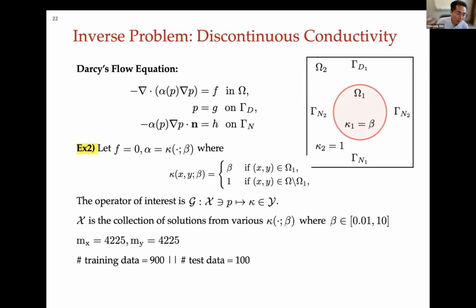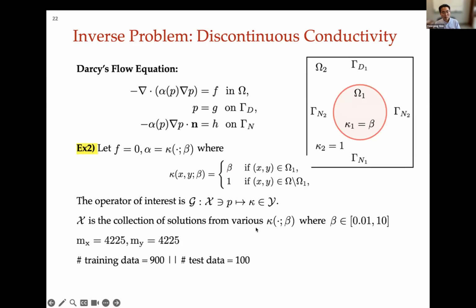All right, so that was the first problem. And the second example is the following. Now we are concerned with the inverse problem, which I showed you briefly earlier. Our operator of interest is as follows: given the pressure field, we want to recover the continuous conductivity kappa, which is piecewise constant.